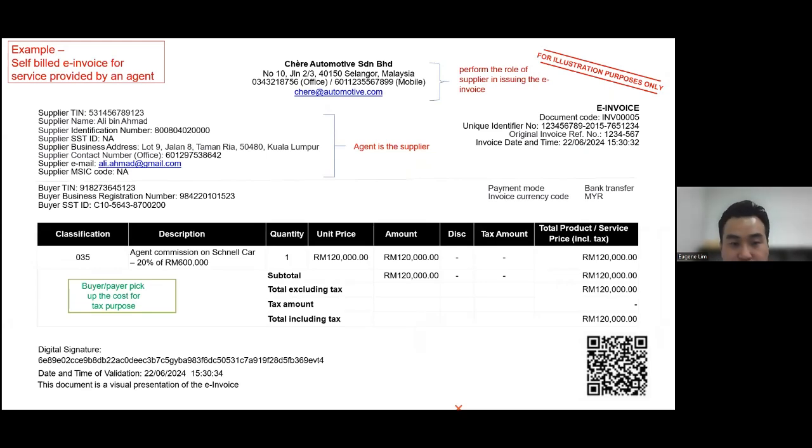So this is an example. If you are in the position of SHOM or Sajida or Hayoraya, when you prepare a self-bill e-invoice, you need to choose the classification 035, self-bill e-invoice under payment to agents. The agent is a supplier. The agent is not the buyer. The buyer is your position. So you need to prepare this self-bill e-invoice with the description of the agent commission you are going to pay. This is an example of a self-bill e-invoice provided to the agent.